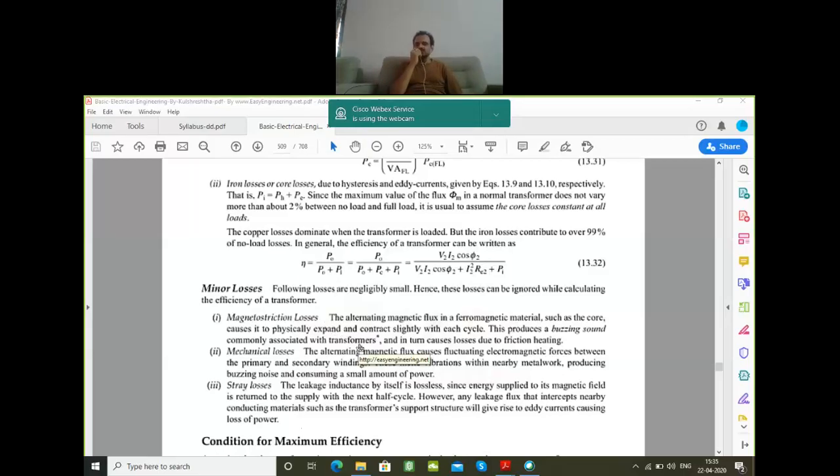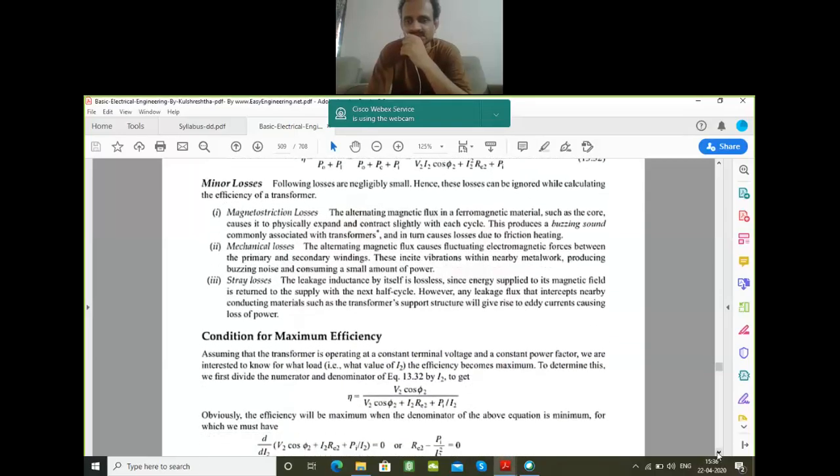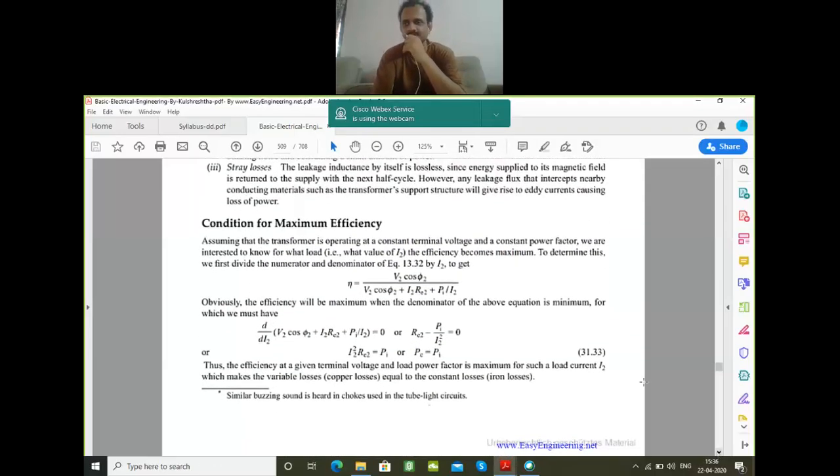Mechanical losses due to the winding, and stray losses due to the magnetic energy or magnetic field, which is lost as leakage flux. This leakage flux will lead to eddy current. So that is about the efficiency and the types of losses that we see in the transformer.